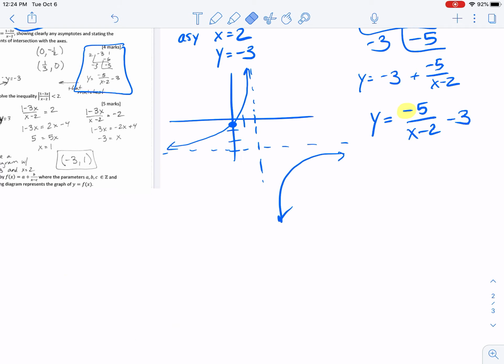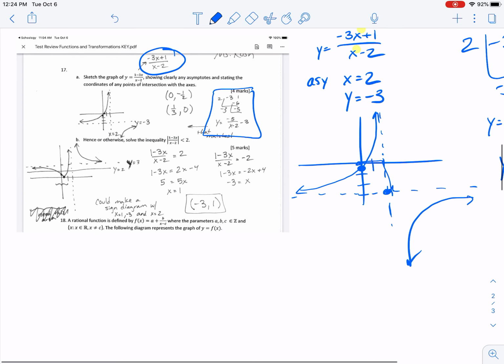Okay, so continuing on, it had a reflection over the x-axis, and then it had a vertical stretch of 5. It shifted to the right 2 and down 3. Notice that point right here had been at 0, 0, and then it went right 2, down 3, and there we go. Everything I've just said right there is fair game for both HL and SL.